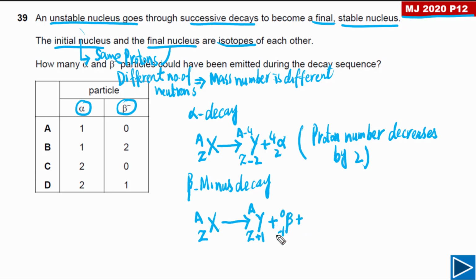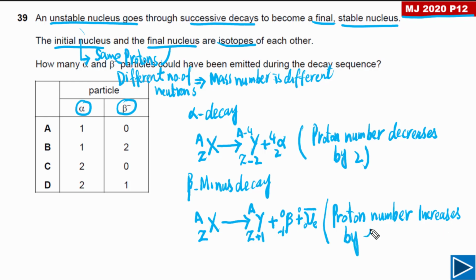Also in this case, because this is an electron, an anti-electron neutrino will also be emitted. Now from here what we need to understand is how the proton number is changing in this case. Proton number increases by 1, you see Z plus 1. So this is telling us proton number increases by 1. This is another point we need to understand: proton number increases by 1 in beta minus decay.